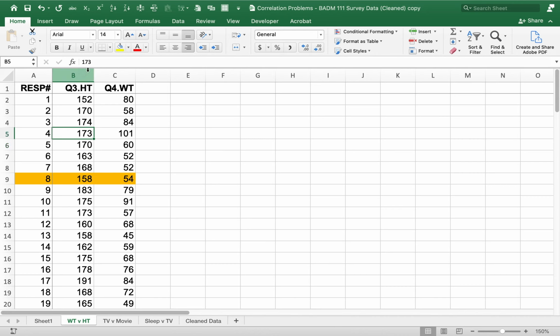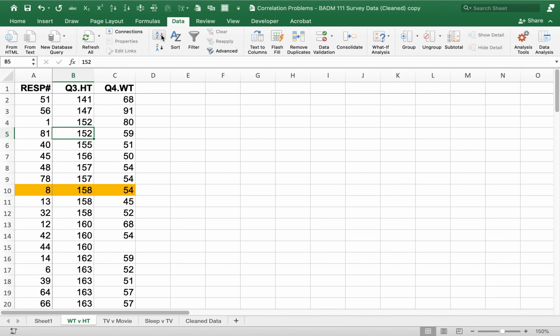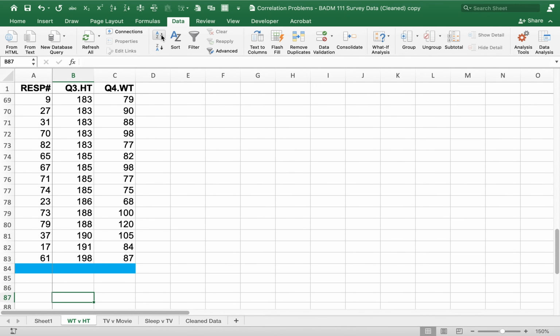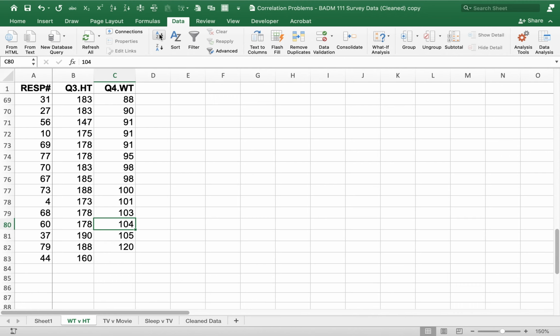So let's click anywhere in the height column here, and I'm going to go to data and then A to Z, and then I can go down to the very bottom here, and it looks like actually there's no problems in terms of heights here. I'll get rid of this blue line here. Now let's do the same with weight, so I can click anywhere in the weight column and go down to the A to Z, and oh, there is one person here who actually didn't put in their weight here. So I'm going to get rid of that. Now what I'm left with then is every respondent here has a height and a weight specified here.